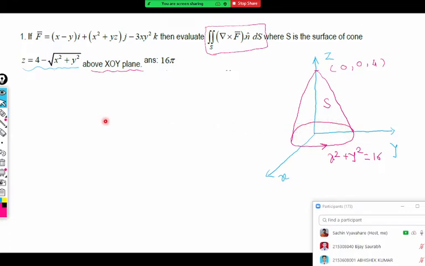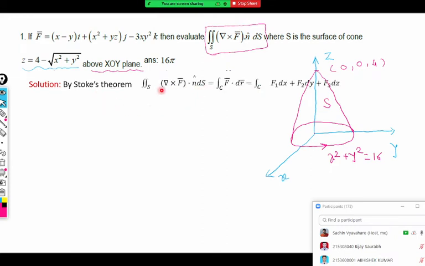First step, we should say by Stokes theorem. So by Stokes theorem, we start the solution now. We write a statement. Stokes theorem says that the double integration of del cross f bar dot n cap ds is the line integral of f bar dot dr bar over the curve C. And we know f bar dot dr bar is the integral of f1 dx plus f2 dy plus f3 dz over C. So what should be the next step then? First, we'll replace the values of f1, f2, f3 in the line integral.